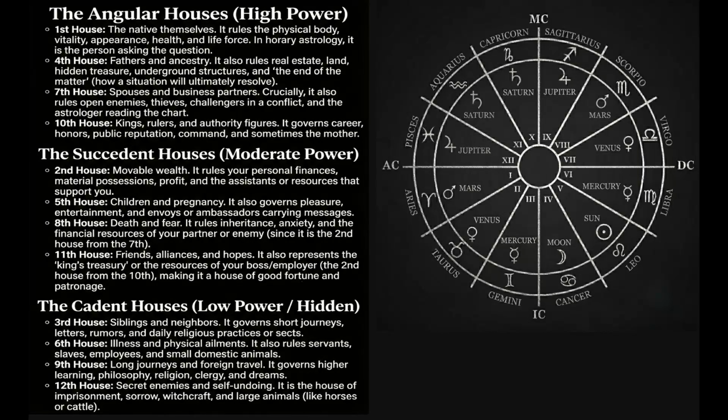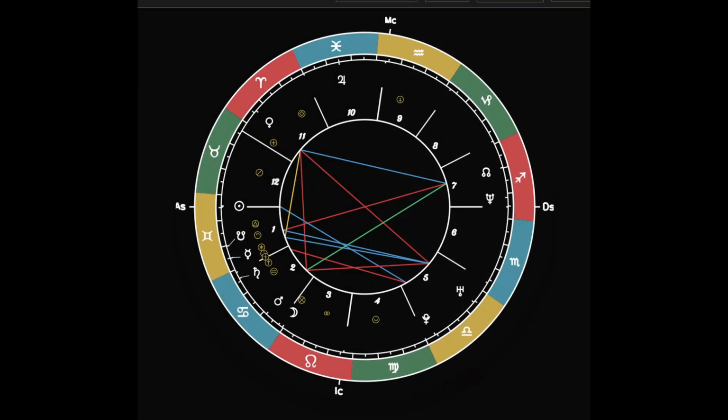Every planet occupies a specific house and a specific sign. The signs are the 12 divisions of the outer ring of the wheel: Aries, Taurus, Gemini, and so on. The sign a planet sits in describes how that planet expresses itself. The house it sits in describes which area of your life it influences.